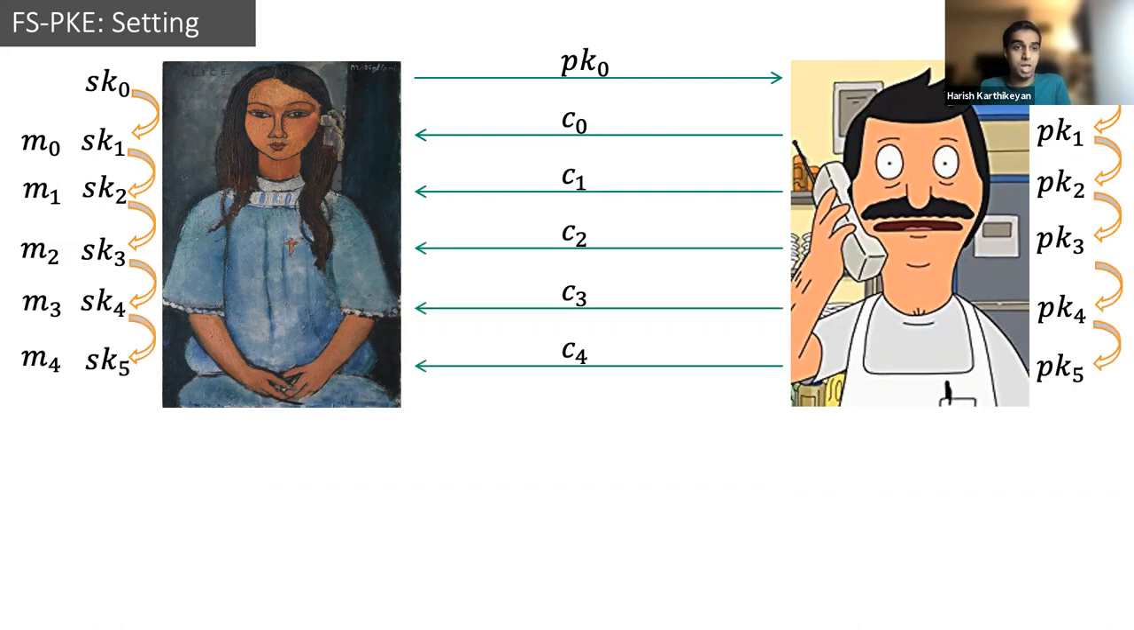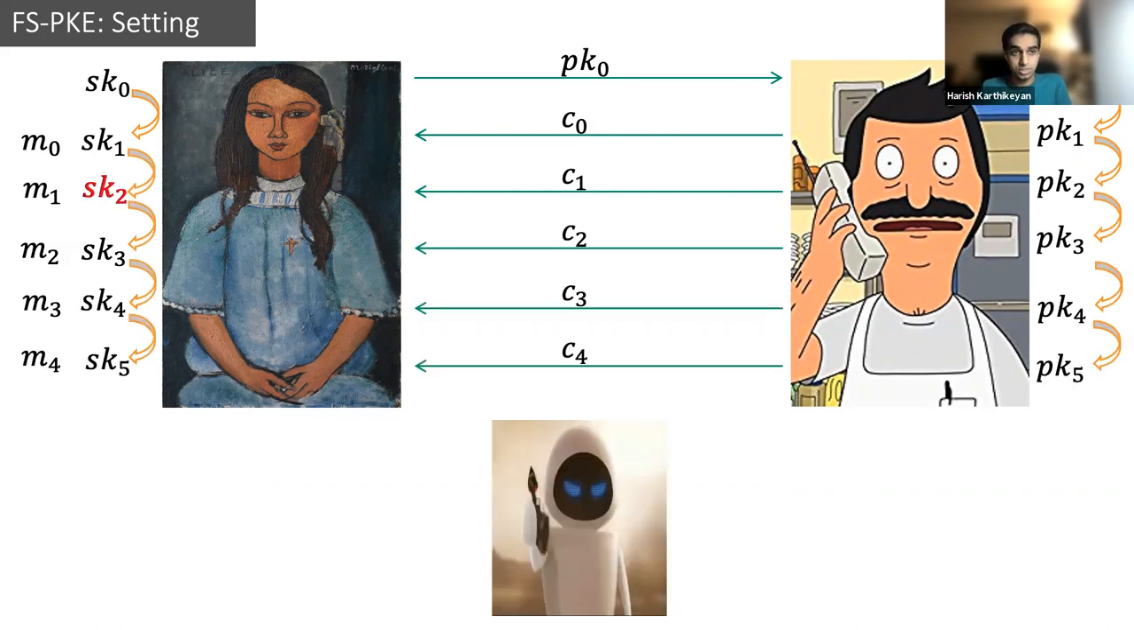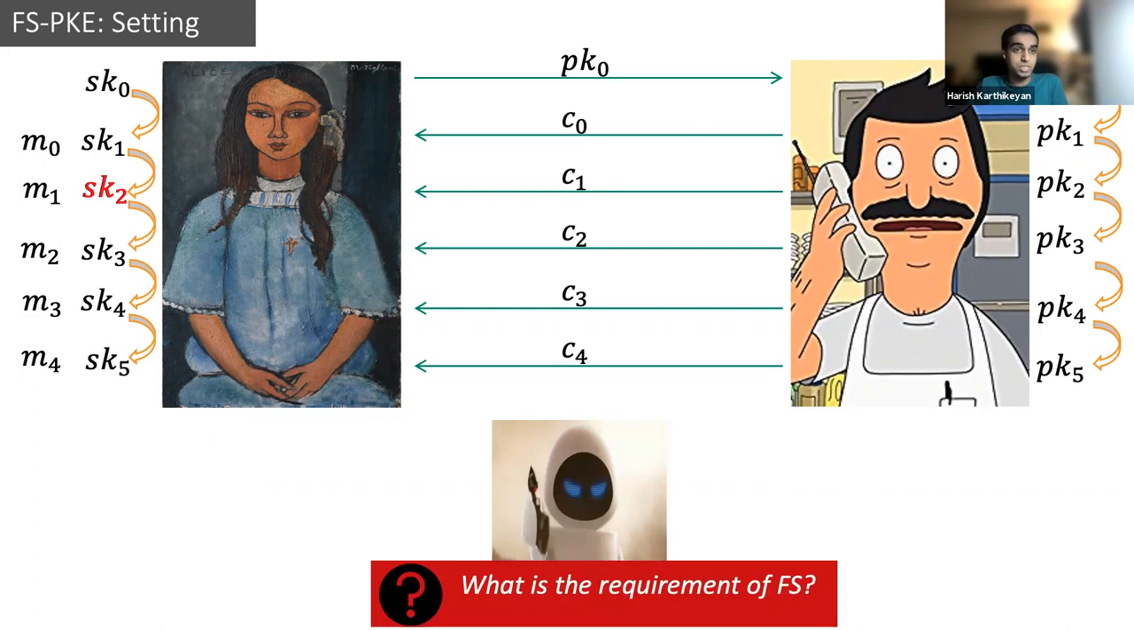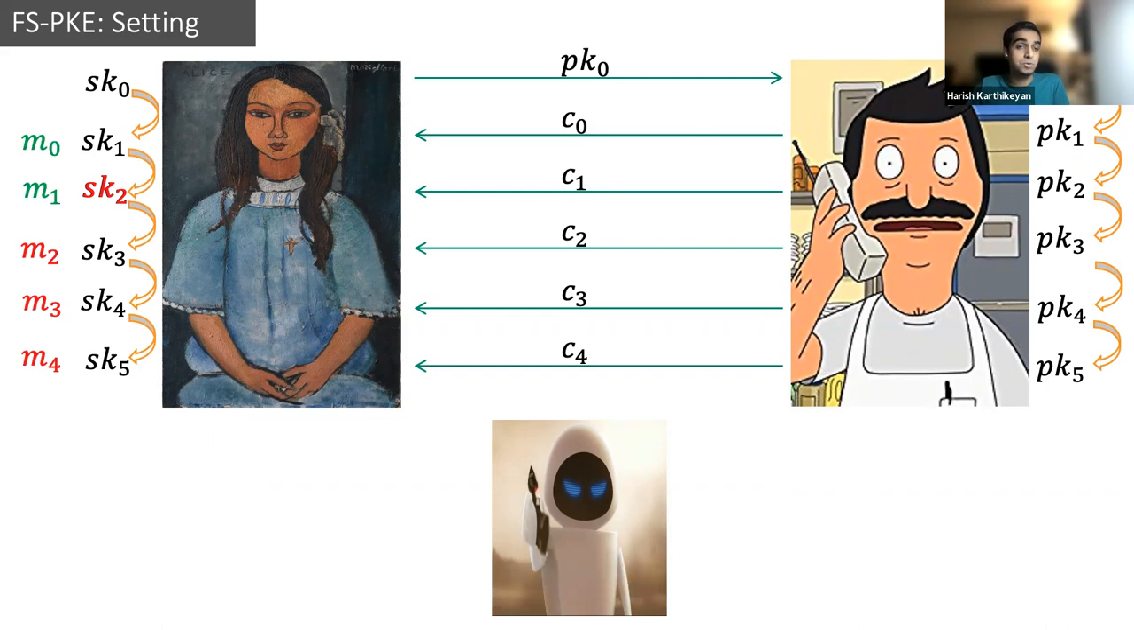Now, if SK2 is corrupted, the goal of forward secure public key encryption, to be precise, is that M0 and M1 remain secure, and M2, M3, and M4 are basically impossible to protect because those ciphertexts were received after the compromise has happened.